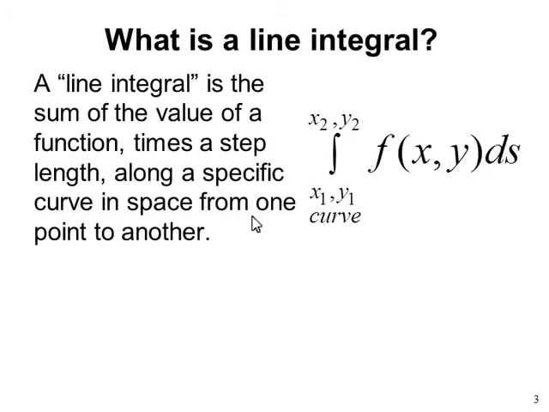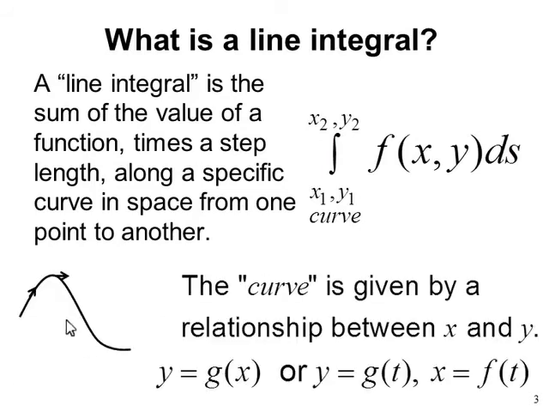What is a line integral? A line integral is the sum of the value of a function along a specific path or curve through space. The function can depend on position in space, x, y, z, in Cartesian coordinates. The path is frequently labeled in the limits of the integral with the word curve or the letter C.